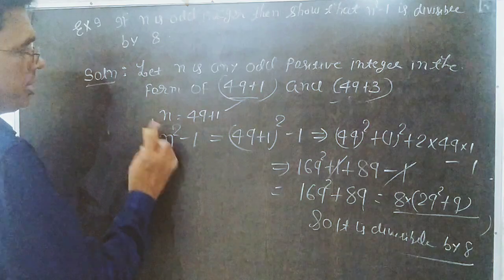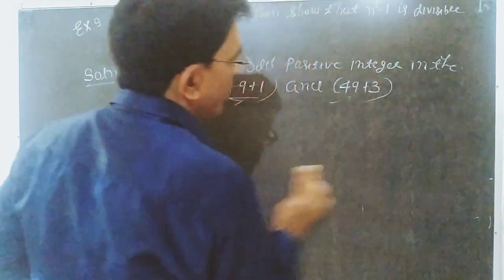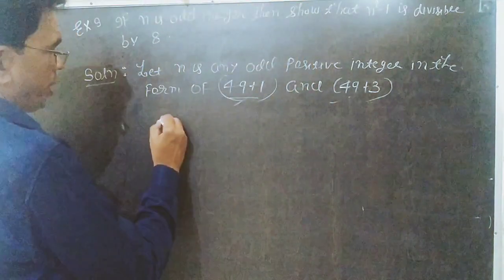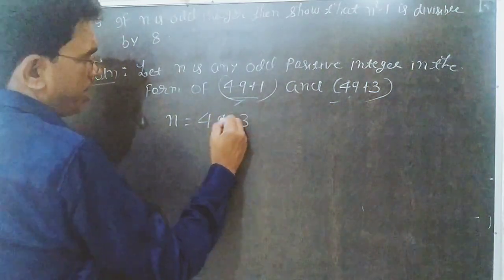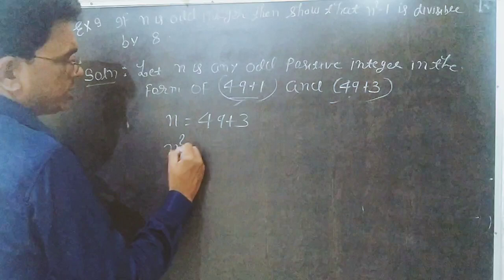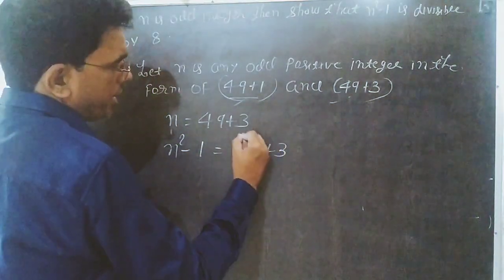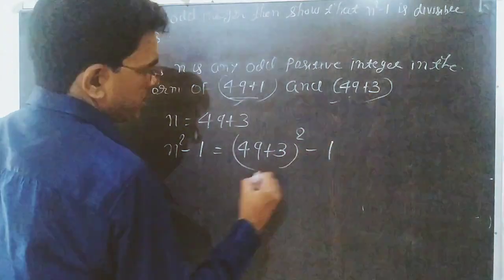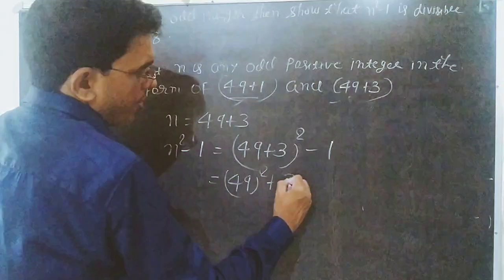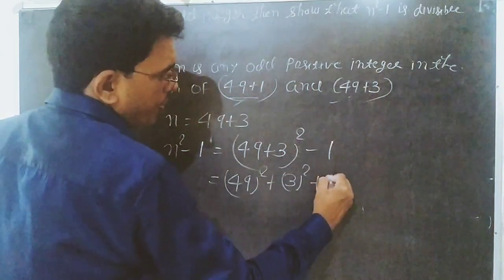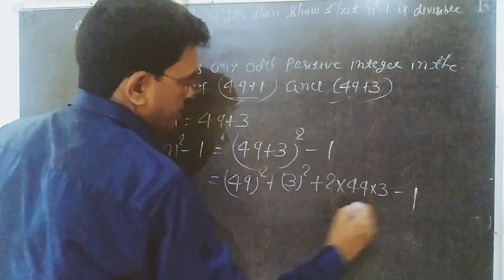Second question is when n is in the form of 4q plus 3. So case second, n is equal to 4q plus 3. What is the value of n square minus 1? Similarly, solve (4q plus 3) whole square minus 1. So it is a square plus b square plus 2 into a into b, minus 1.